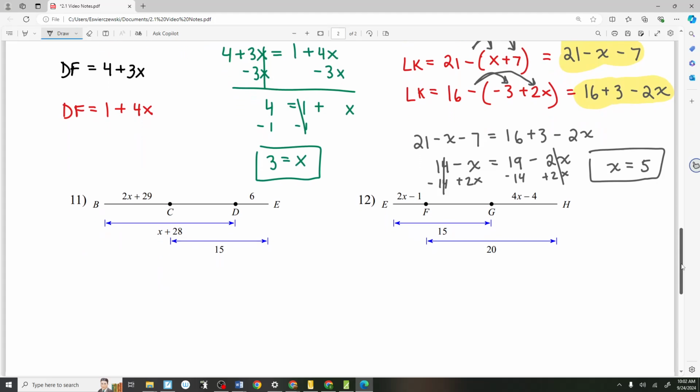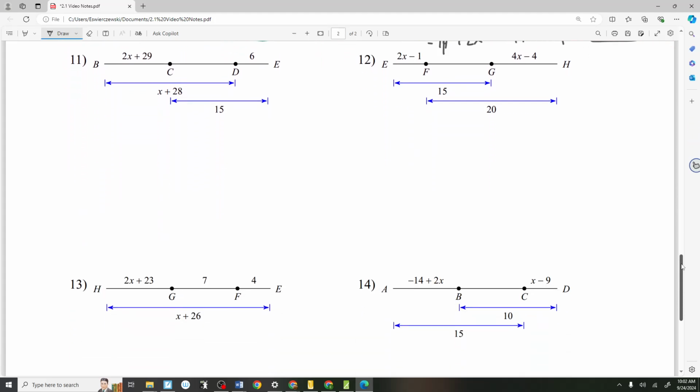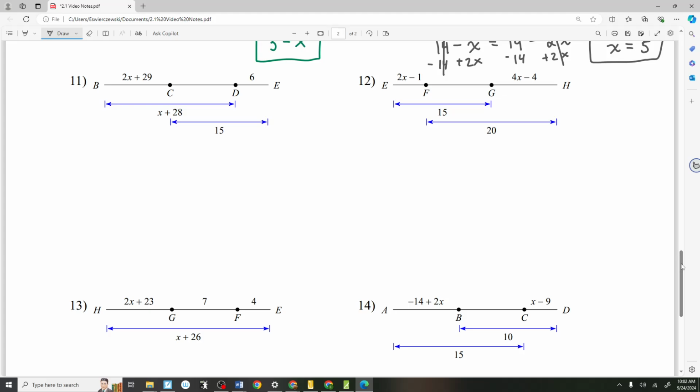Let's do one more, and I will save these additional problems for you to practice at home if you would like to. You're going to get a lot of practice with this in class. So let's see here. Okay, again, this is going to be a very similar thing. I'm going to write 2 expressions for CD because I know this whole piece, BD, and I know BC, so I can subtract the whole thing from this piece.